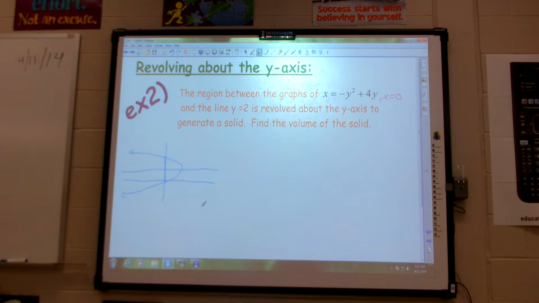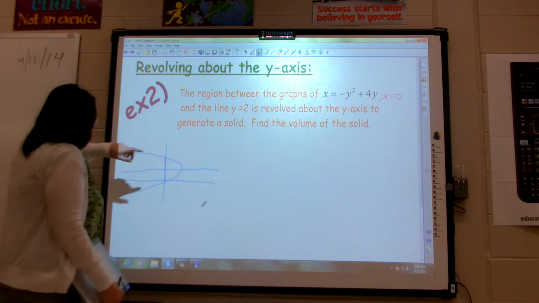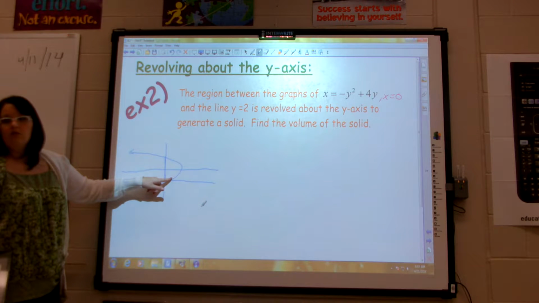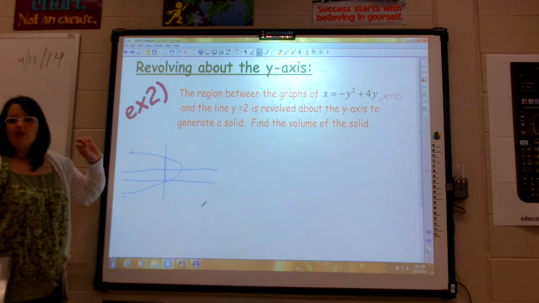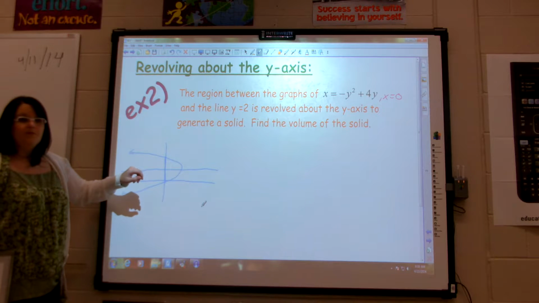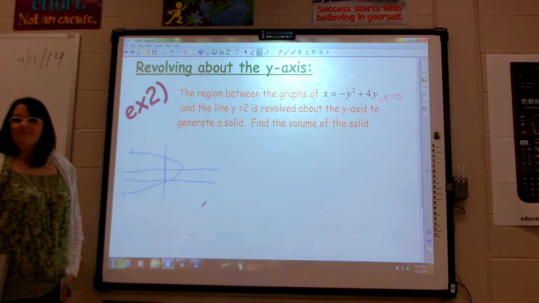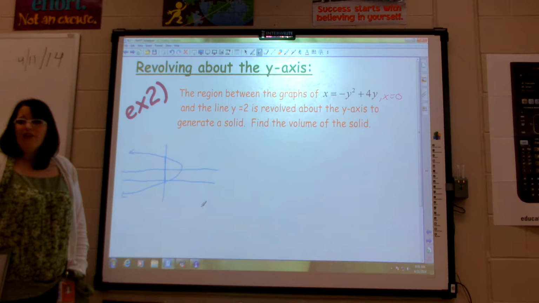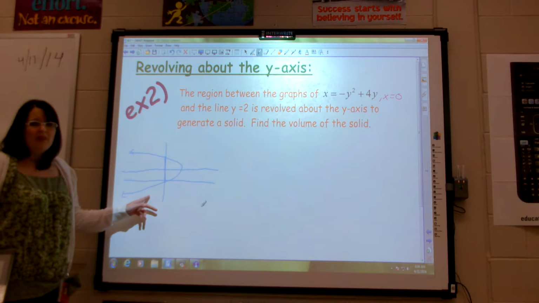You with me there? So now the question becomes, which region? I want the one bounded by those three graphs. Wasn't that bounded by all three graphs? Which one do I want to revolve? Not both, because both would not be bounded by y equals 2. The bottom one. Yes. Does it matter? Isn't this a parabola?